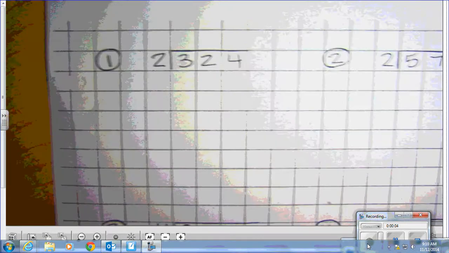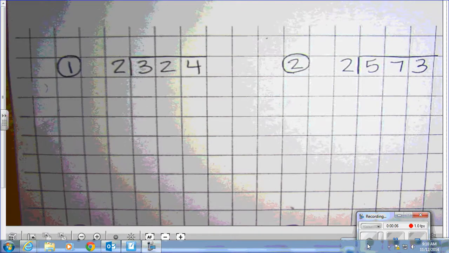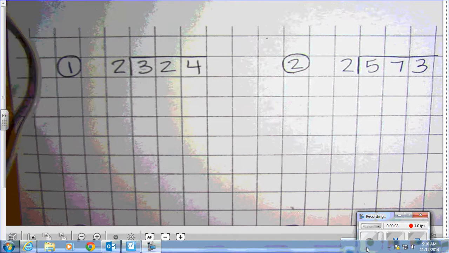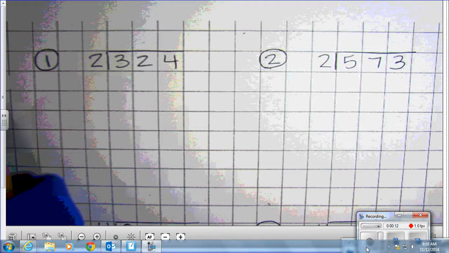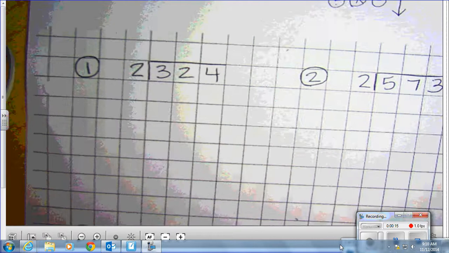Okay, so today we are going to talk about the algorithm for division. And I always think of my steps as DMSB. And those steps are divide, multiply, subtract, bring down.